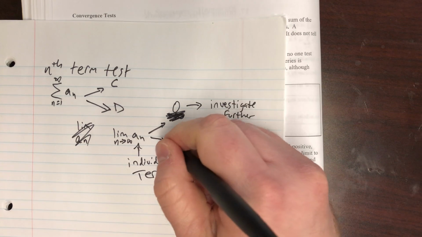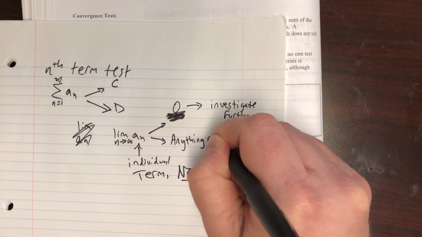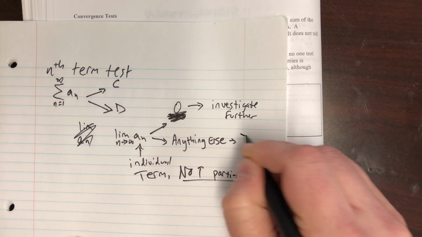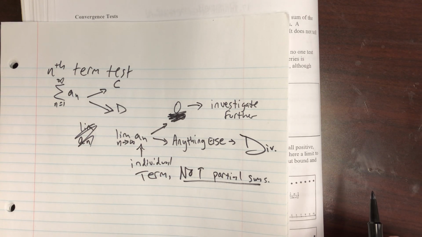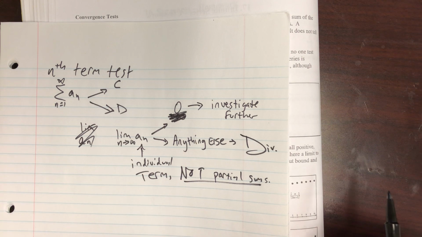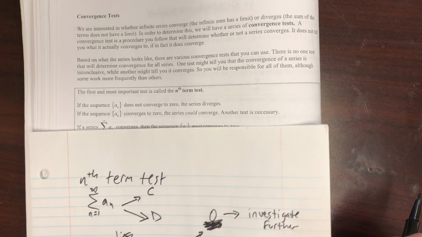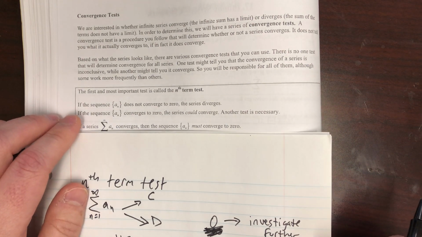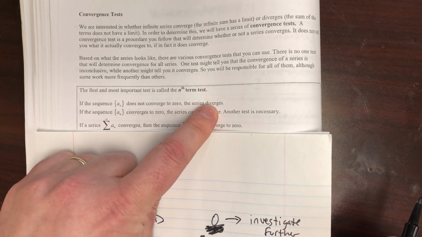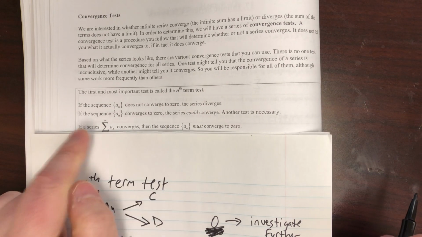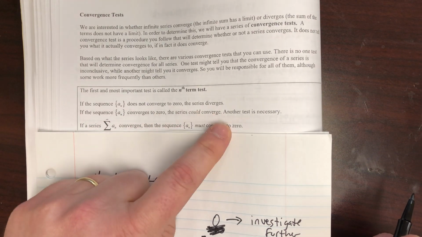If the terms go to anything else, divergent. This is the nth term test. If you want the more wordy way: if the sequence a sub n does not converge to 0, the series diverges. If the sequence a sub n converges to 0, the series could converge. Another test is necessary.